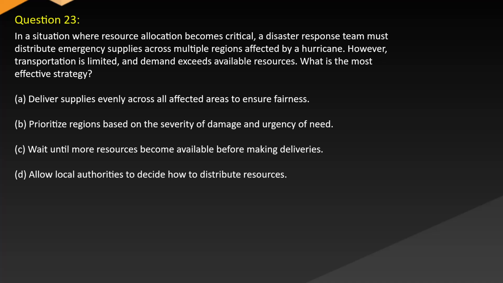Question 23. In a situation where resource allocation becomes critical, a disaster response team must distribute emergency supplies across multiple regions affected by a hurricane. However, transportation is limited and demand exceeds available resources. What is the most effective strategy? A. Deliver supplies evenly across all affected areas to ensure fairness. B. Prioritize regions based on the severity of damage and urgency of need. C. Wait until more resources become available before making deliveries. D. Allow local authorities to decide how to distribute resources.